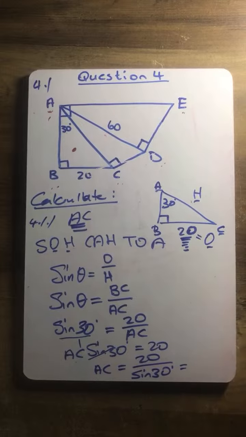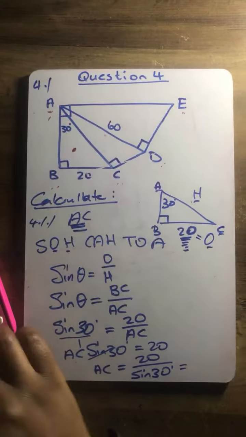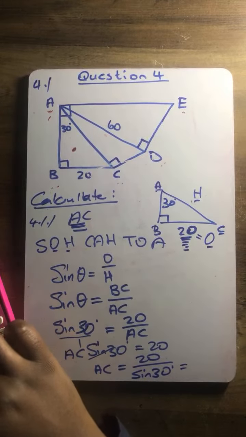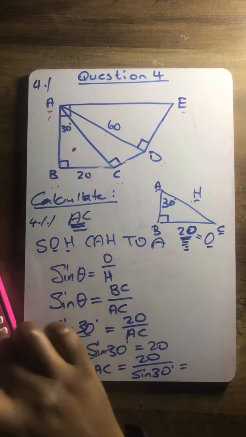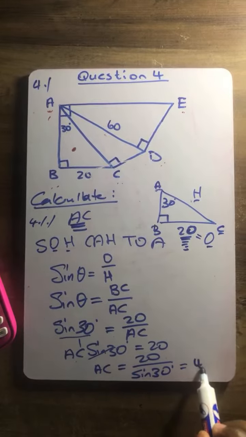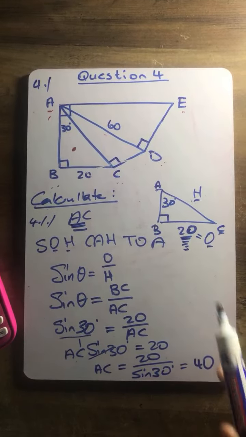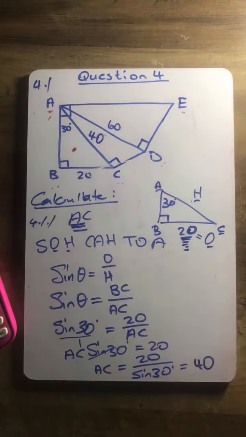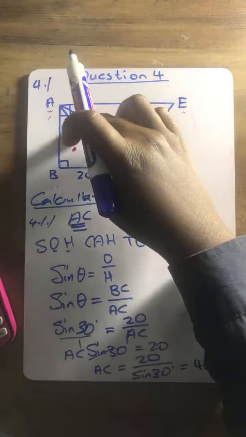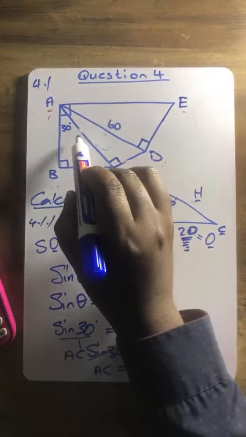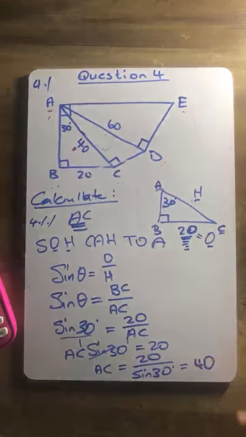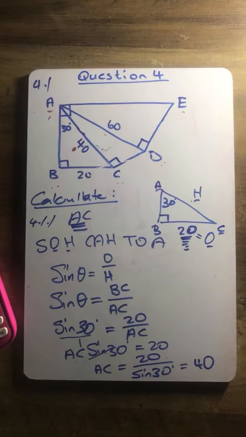I think those who said 40, they must be correct. Let's see. If you say 20 divided by sine 30 degrees, yes, that equals 40. So that means this side is equal to 40. Maybe let me write it at this side and say AC is equal to 40.